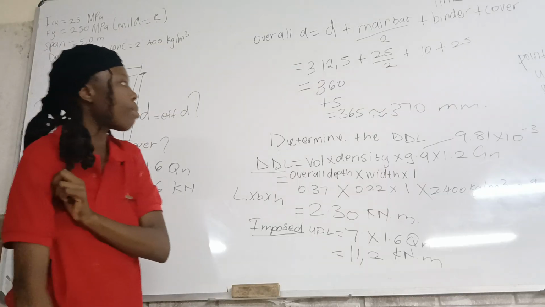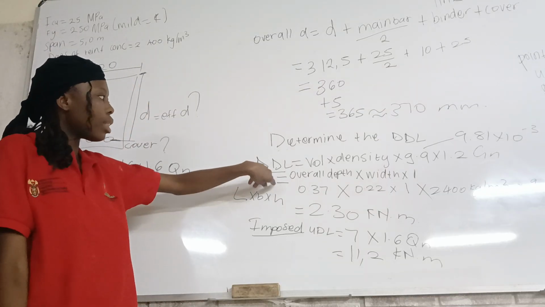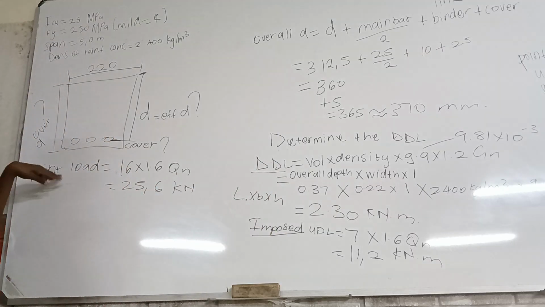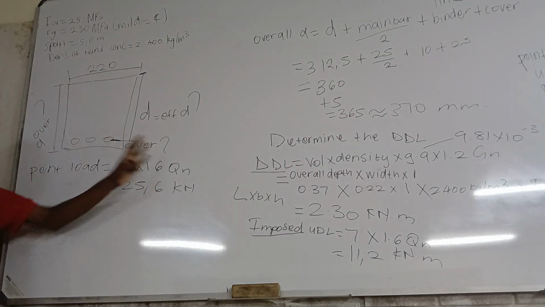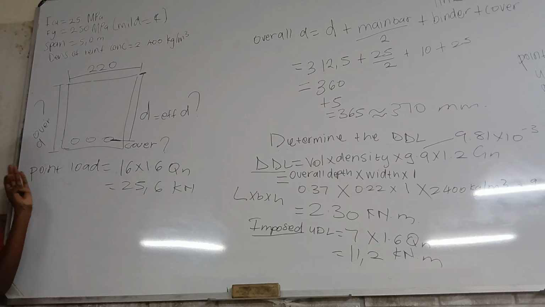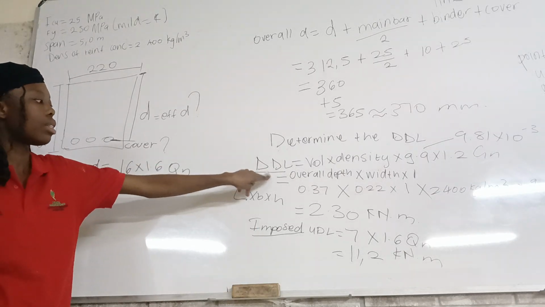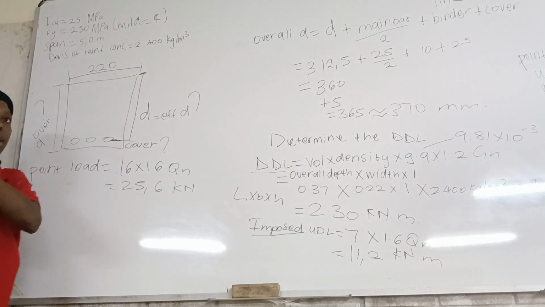So to determine the design loads, we calculate the design dead load, the imposed UDL, and the imposed point load. You do not always calculate it like this. It depends on what they give you. Sometimes they will just give you the imposed UDL, and then you calculate the DDL and the UDL.